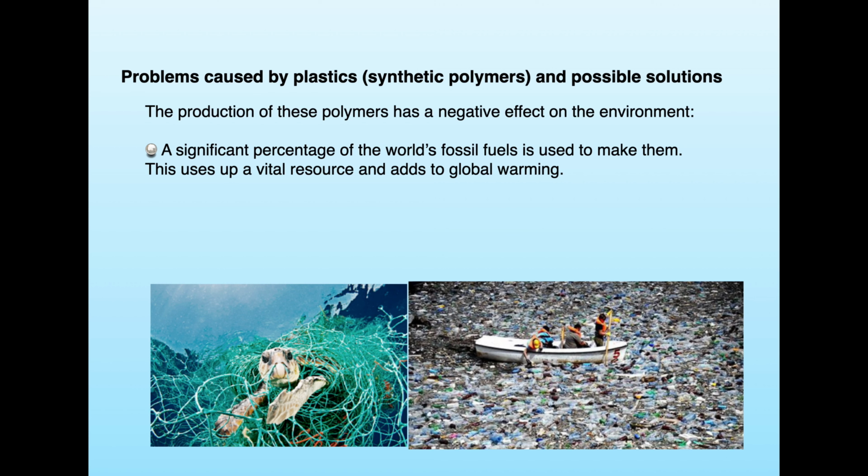Now, what happens? Why is this a problem? Well, to make plastics, we use fossil fuels. So lots of fossil fuels are constantly being burned in order to make the plastic that we use in so many different applications, and then we have to get rid of. So we're using up fossil fuels. This is one of the problems. We're using up fossil fuels to make these plastics, and we're adding to global warming when we burn them so that we can make the plastic.